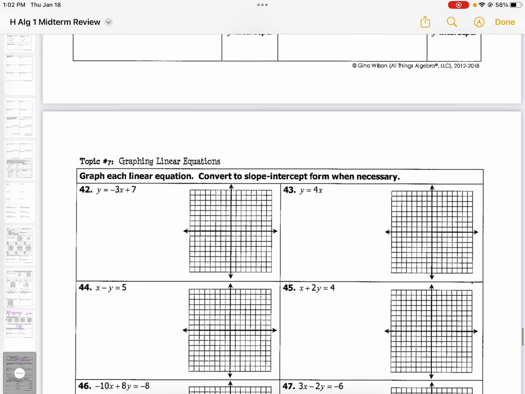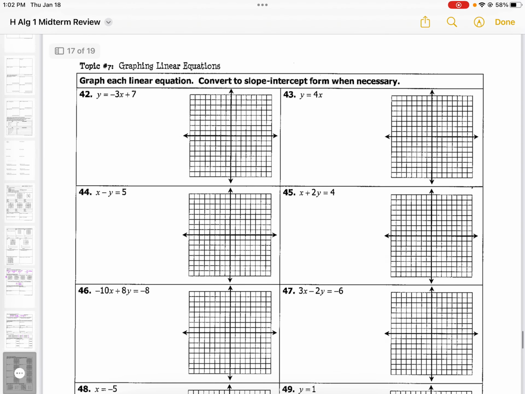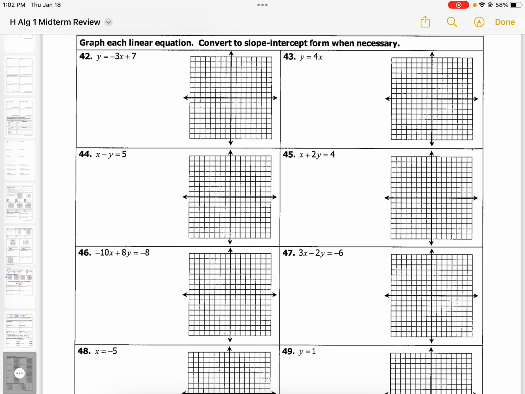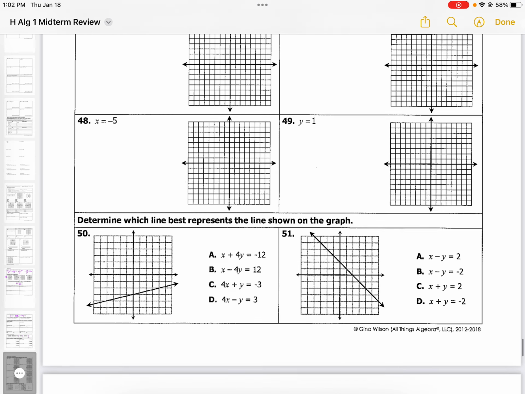Moving right along. The next page is graphing linear equations. Graphing from slope-intercept form is probably my favorite way to graph equations. We also have learned how to graph them by finding x and y intercepts. But if you don't like finding x and y intercepts and you would prefer to graph them from slope-intercept form, take all of these equations and solve them for y.